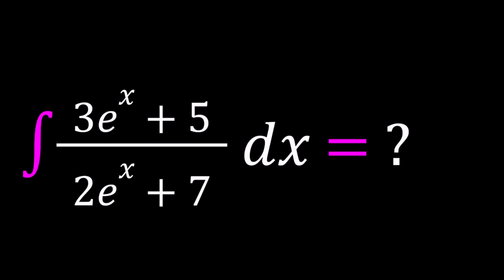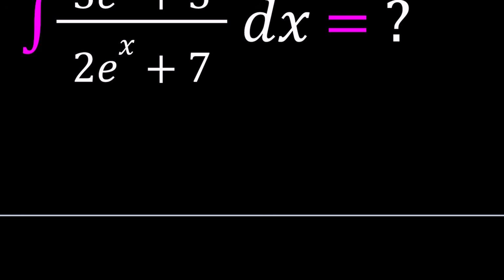Hello everyone. In this video we're going to be integrating a somewhat rational function in two different ways. We have 3 times e to the power x plus 5 divided by 2 times e to the power x plus 7. And let's go ahead and see how we can integrate this in two different ways. Let's start with the first method.